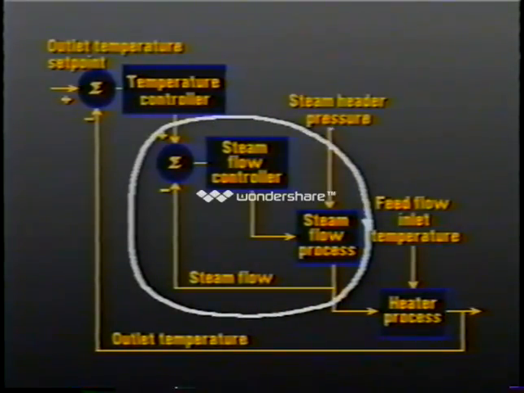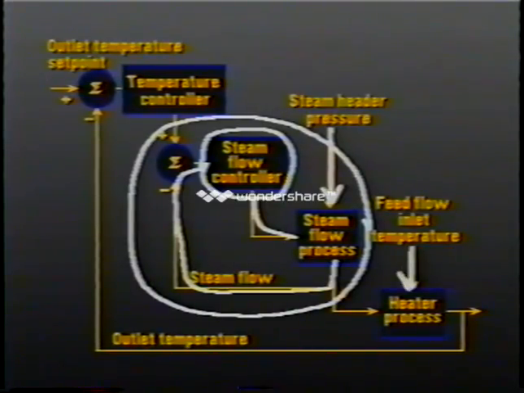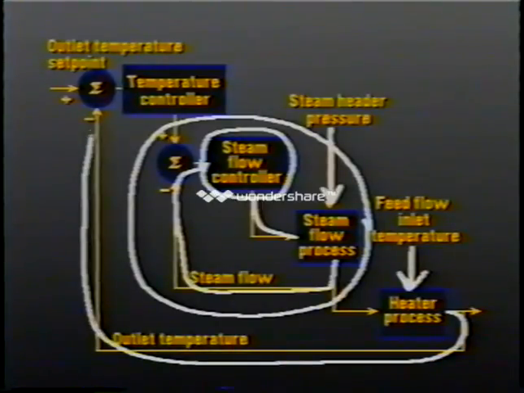Disturbances in steam header pressure are picked up and fed back to the steam flow controller, which makes a correction before the disturbance can affect the heater process. Now, only the feed flow inlet temperature has a significant effect on the outer or primary loop. Looking at this block diagram, you can see why the inner loop must have a considerably faster time constant than the outer loop, so that it can accomplish its control action before a significant error reaches the second process.